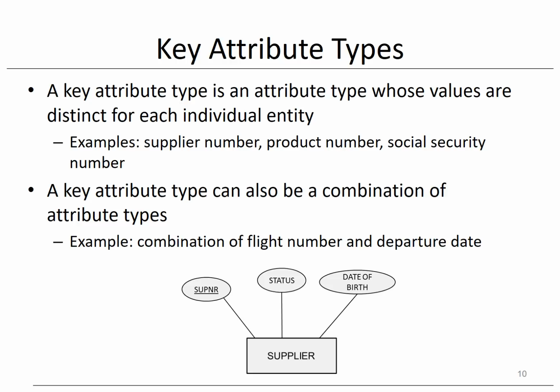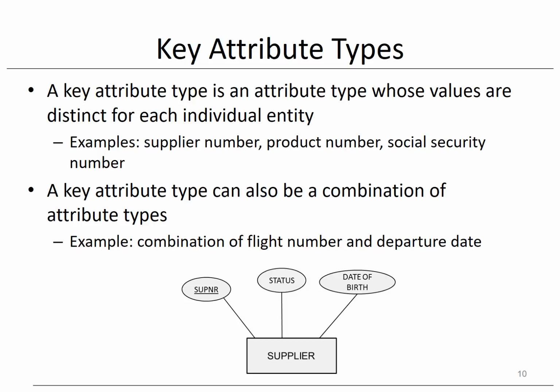A key attribute type is an attribute type whose values are distinct for each individual entity. In other words, a key attribute type can be used to uniquely identify each entity. Examples are supplier number, which is unique for each supplier, product number, which is unique for each product, and social security number, which is unique for each employee. A key attribute type can also be a combination of attribute types.